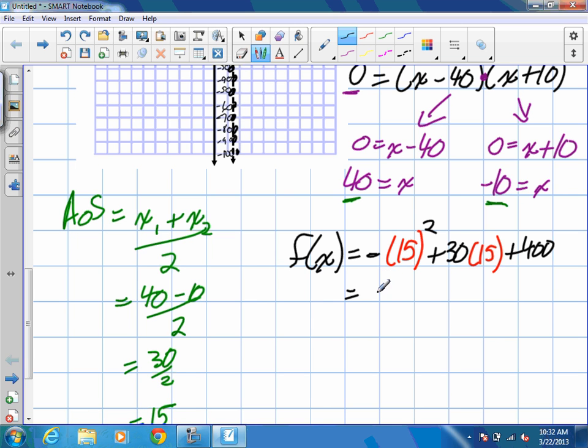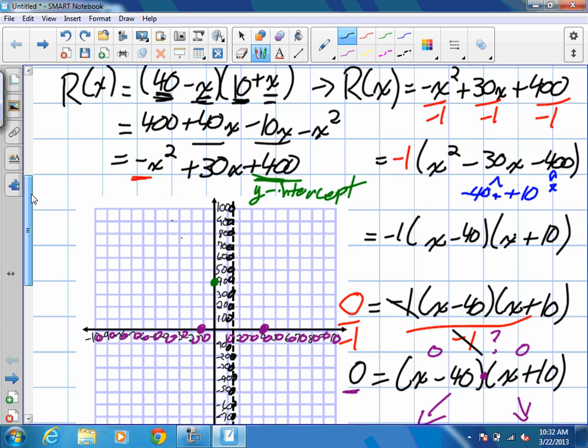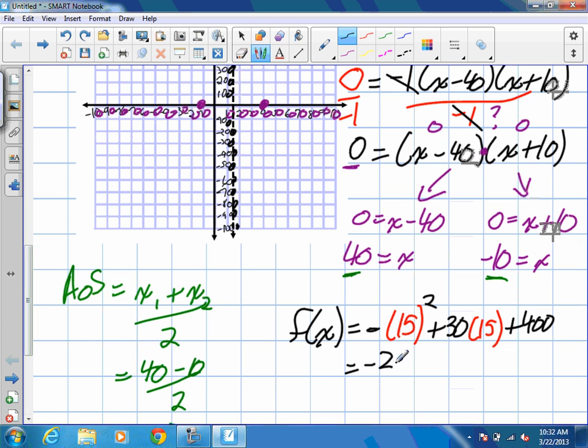If it's negative x squared, would x be considered negative, or would it be like this with the bracket? It's going to be like this. Hold on. 225. We multiply this value, what are we going to get? 450, and plus 400. We put these together, that's 850 minus 225. 625.